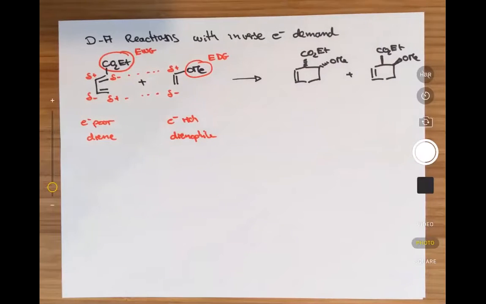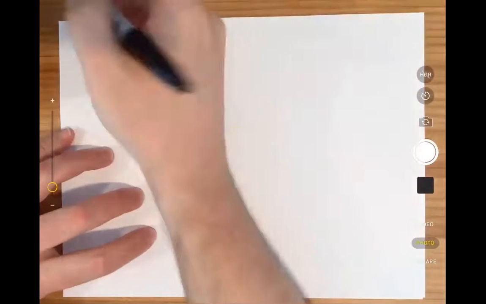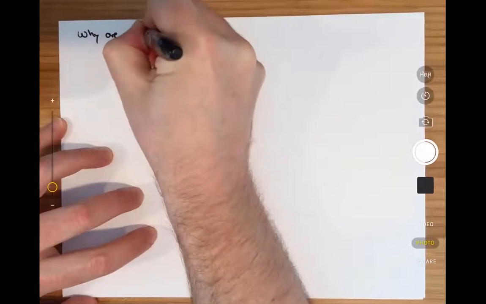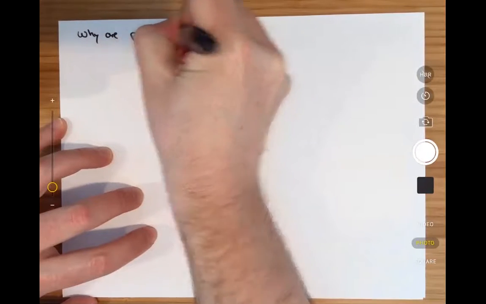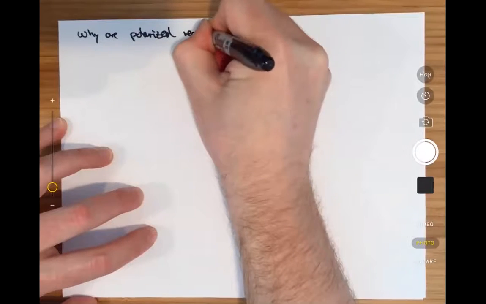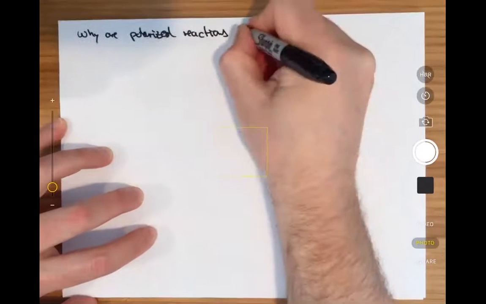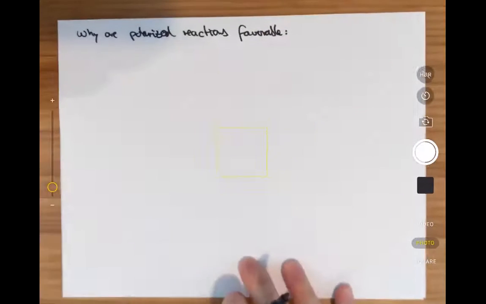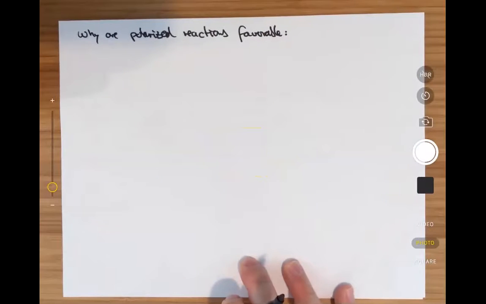So let's move this over here. So why are these reactions more favorable? And again, what helps us understand this is to look at the effect that these electron donating and electron withdrawing groups actually have on the orbitals that are interacting with each other.